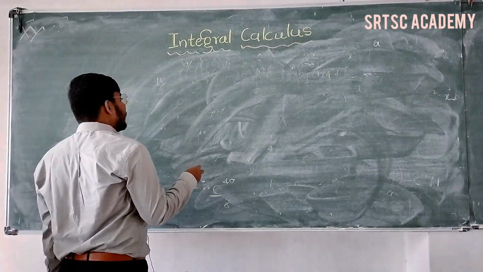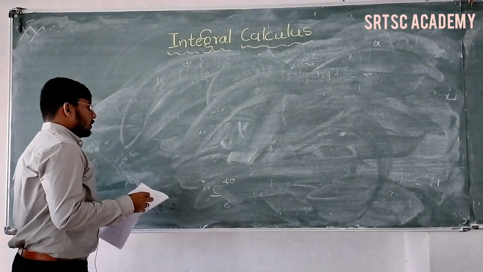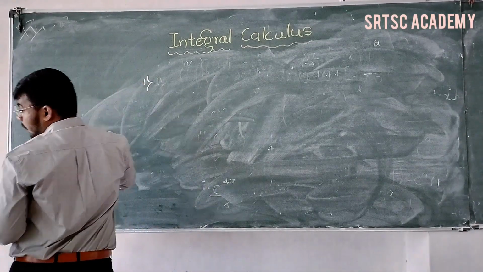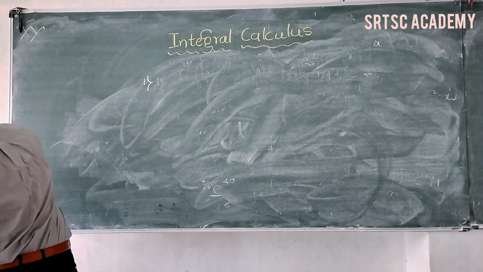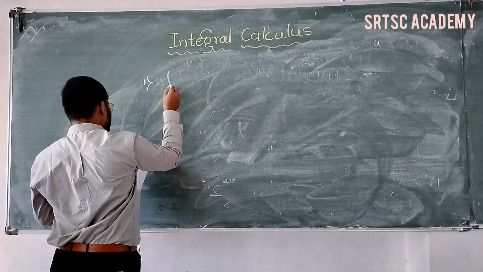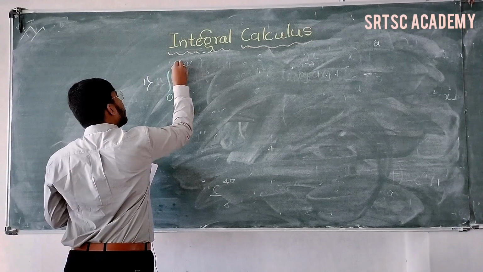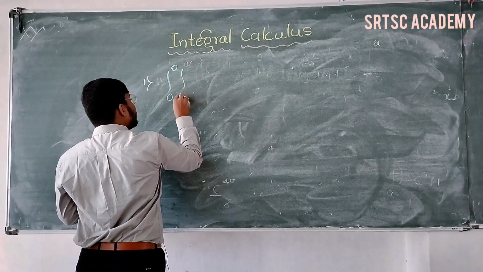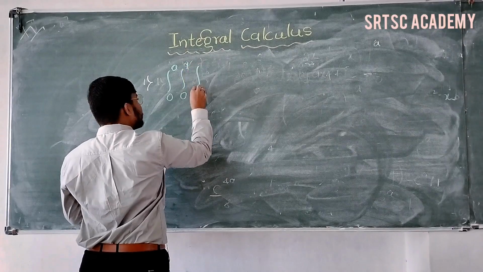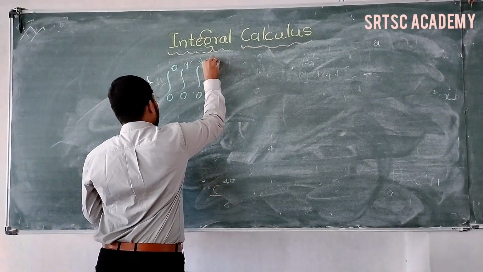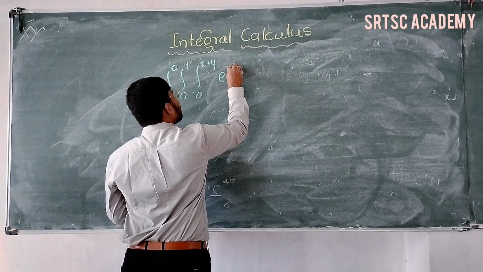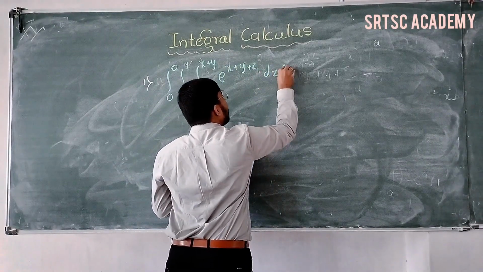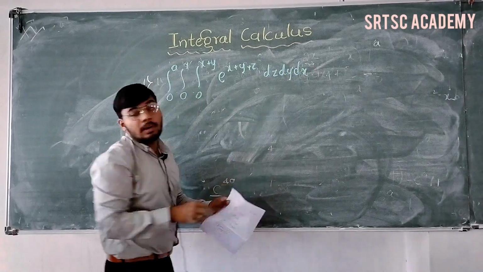Let me move towards triple integration. Take the problem. First problem. Integration 0 to a and 0 to x, plus 5 e to the power x plus y plus z dz dy dx. This is the problem.